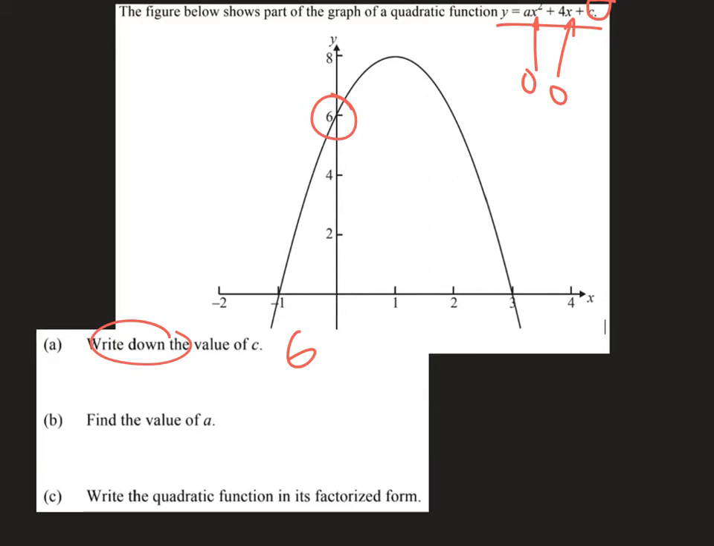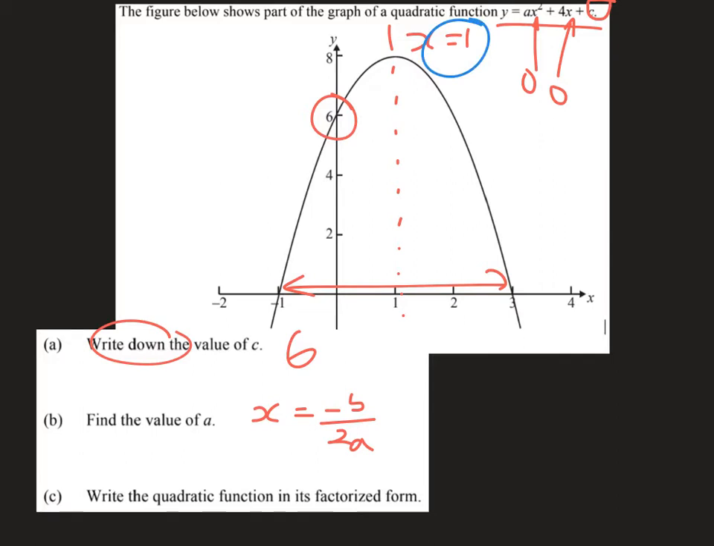In order to find the value of a, we need to use the equation for the line of symmetry. So we can see here that the line of symmetry is going to go through x equals 1, because we know it's symmetric, and that is equidistant between the 2 points. The formula for the line of symmetry is x equals minus b over 2a.